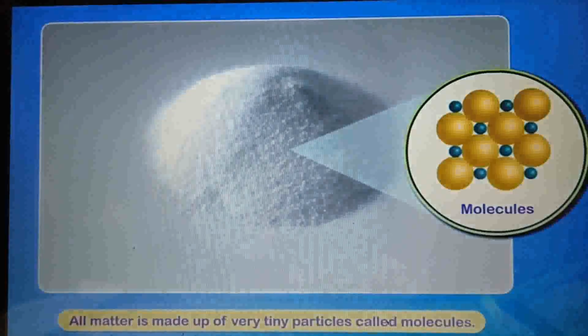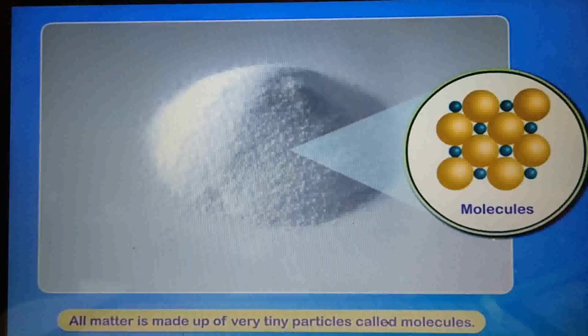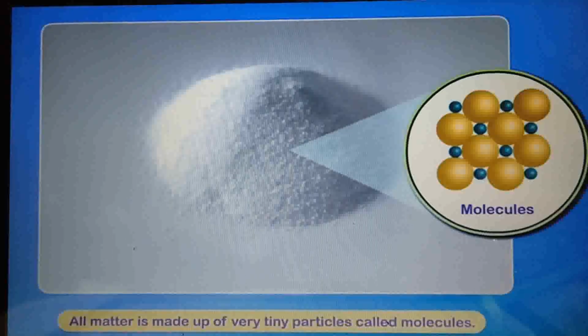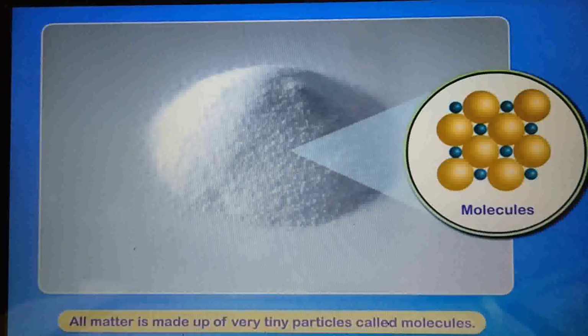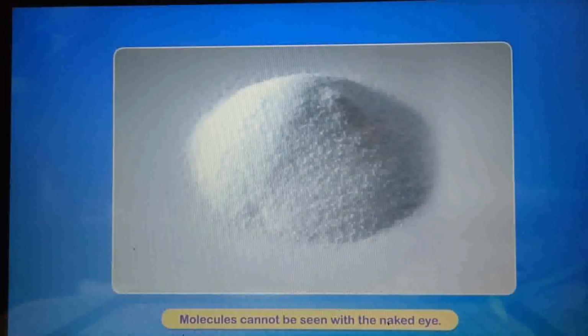Yes. And what is matter made up of? Matter is made up of very, very small particles, and those small particles we call molecules. Children, molecules are so small that we cannot see them with our naked eyes. And different numbers of molecules are arranged together to form matter.